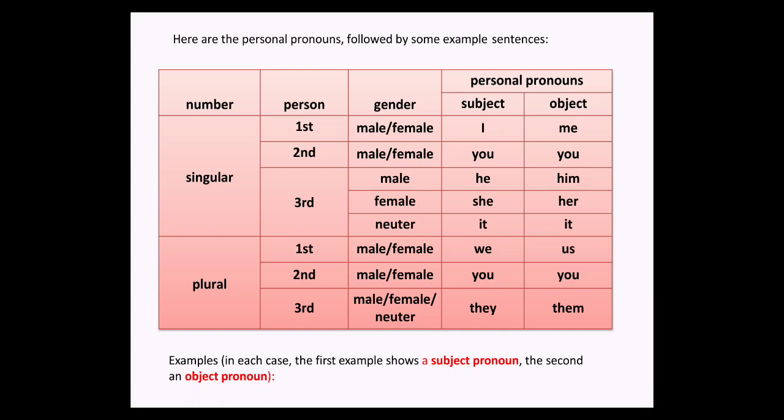And for plural, first person we, object us. Subject you, second person, object you. Subject third person they, and object third person them. Examples. In each case, the first example shows a subject pronoun, the second an object pronoun.